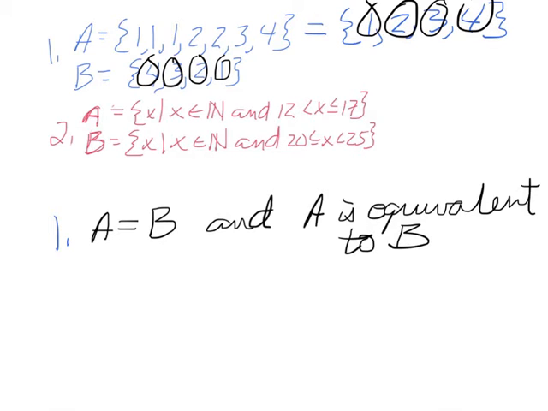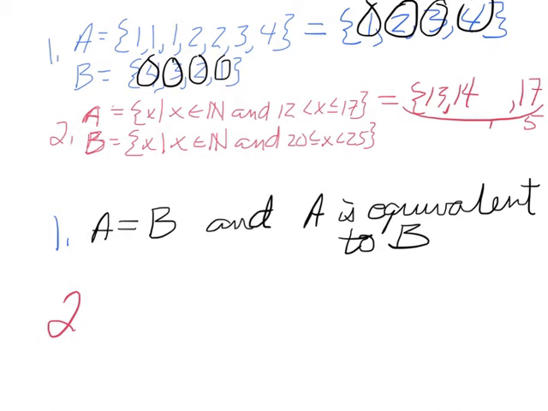So let's look at number 2. Number 2 is a little different. We're given set builder notation. So what I would like to do is write the rosters. So natural numbers that are between 12 and up to and including 17. So this is 13, 14, up to 17. The cardinal number of that is 5.